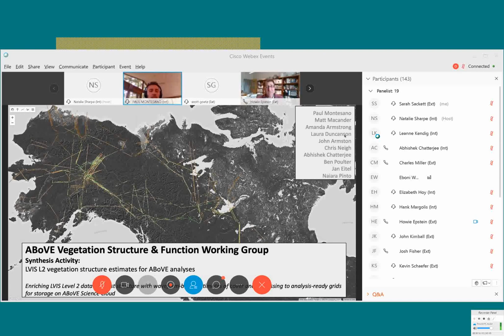So this working group is small. Some but not all the names are listed up there. And because of this, we thought that a good way for us to contribute to the broader ABoVE team is to carry out a well-constrained activity that would likely be widely useful. So our goal through this synthesis work is to produce a set of analysis-ready stacked raster grids of the ABoVE archive of ELVIS airborne LiDAR data.